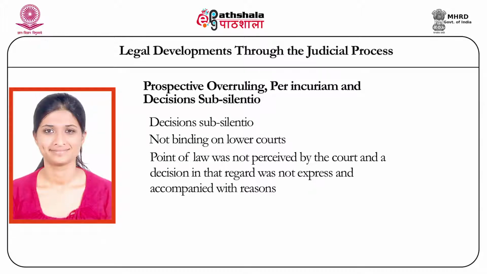It can now be understood that the doctrines of prospective overruling, per incuriam, and sub-silentio are essentially exceptions to the doctrine of stare decisis. This is because once these doctrines come into existence, the decision is no longer binding on lower courts. For instance, in prospective overruling, the ratio is only binding for future situations, and decisions rendered per incuriam and sub-silentio are not binding as well.